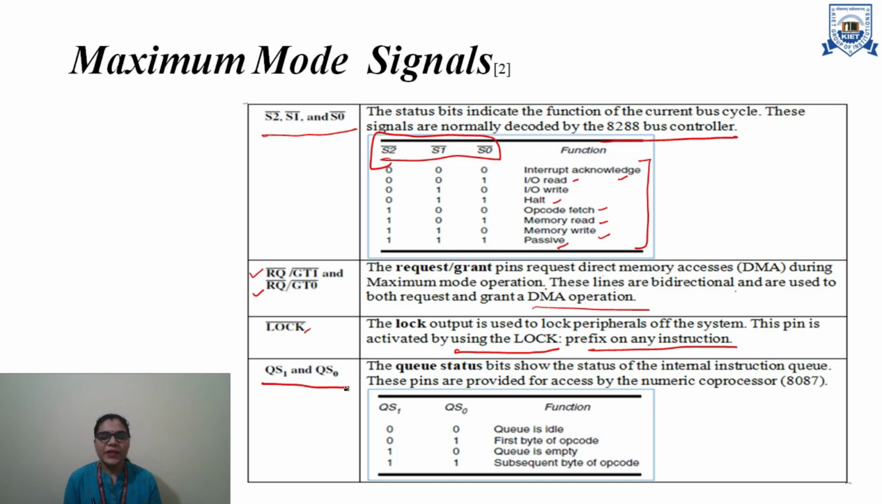Queue status pins. Queue status bits show the status of the internal instruction queue in the bus interface unit. These pins are provided for access by a numeric coprocessor, 8087, for example. And the status of the queue can be: queue is idle, or first byte of the code is being fetched from the queue, or queue is empty, or subsequent byte of a code is being fetched from the queue.